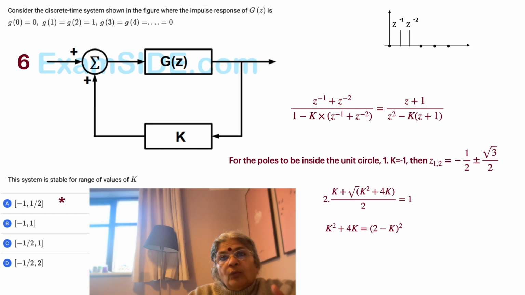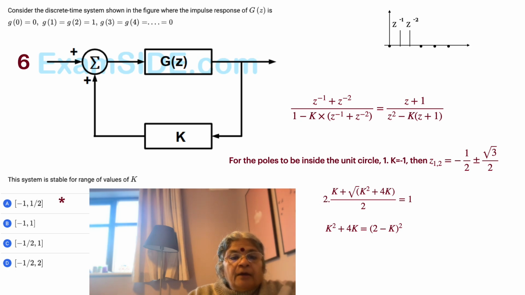One is -1, wherein we see that we are having the only case wherein the poles happen to be complex, but they happen to be on the unit circle. The other happens to be when we are finding the poles based on z square plus kz minus k equal to 0, and you set it as equal to 1. Okay, so you can solve it, and you can see that k is equal to half. So as simple as that.